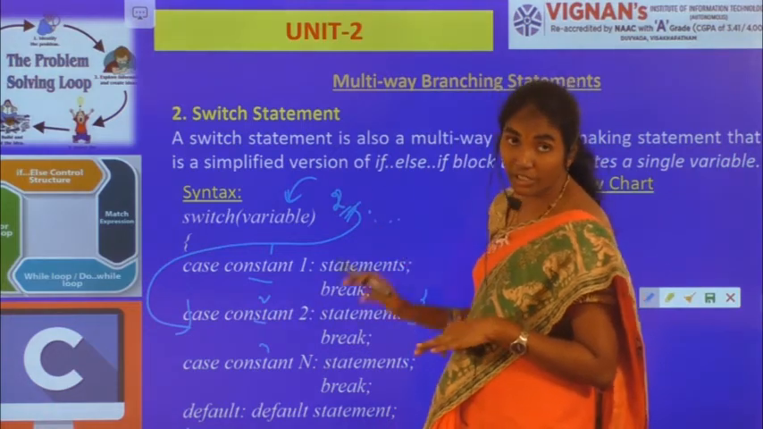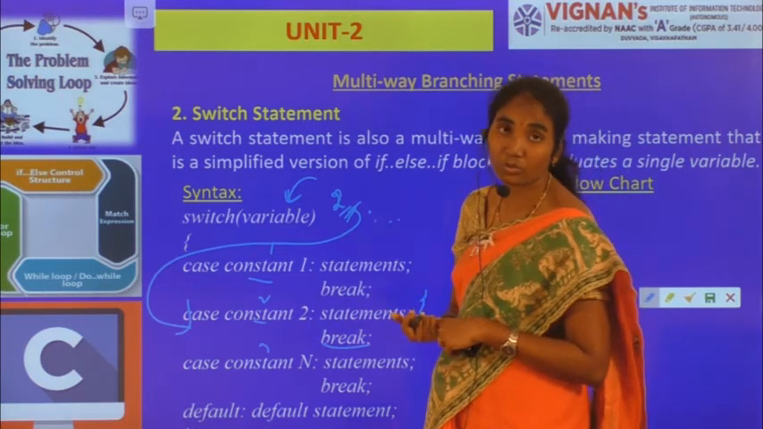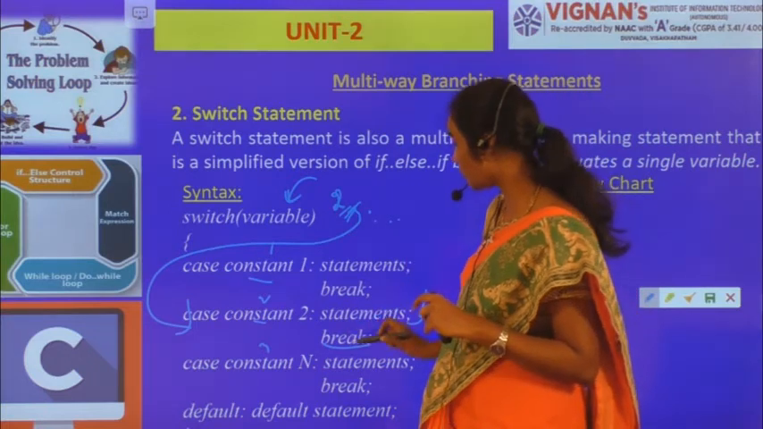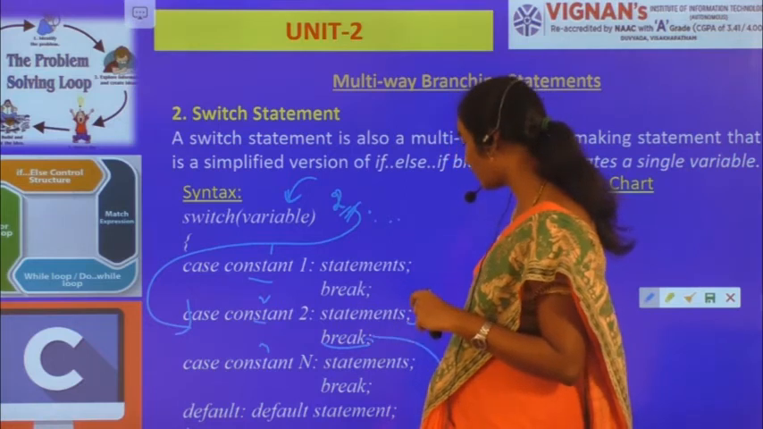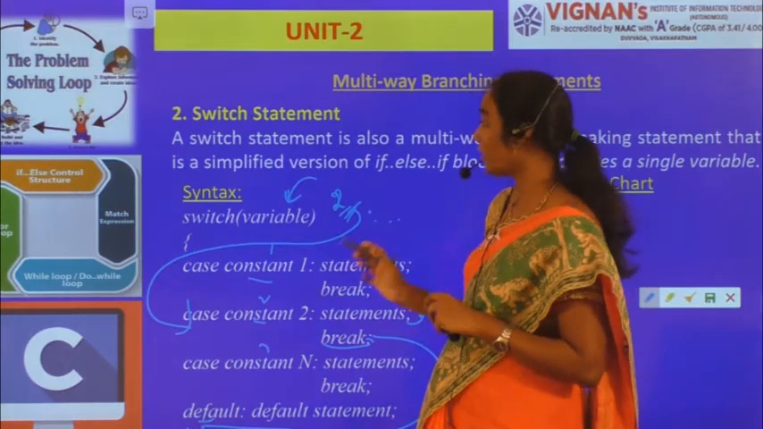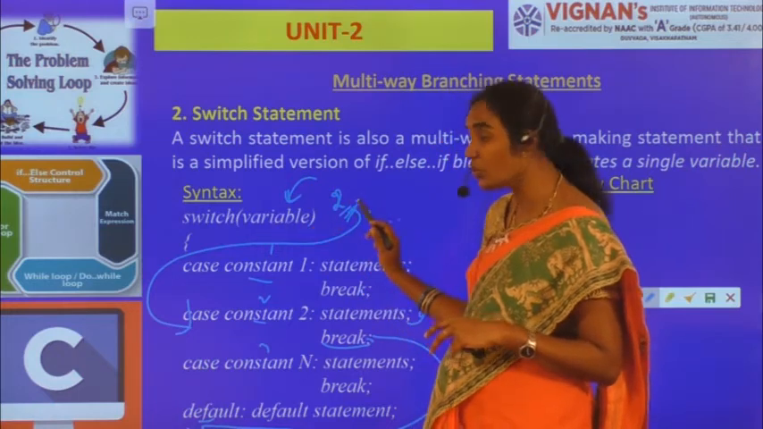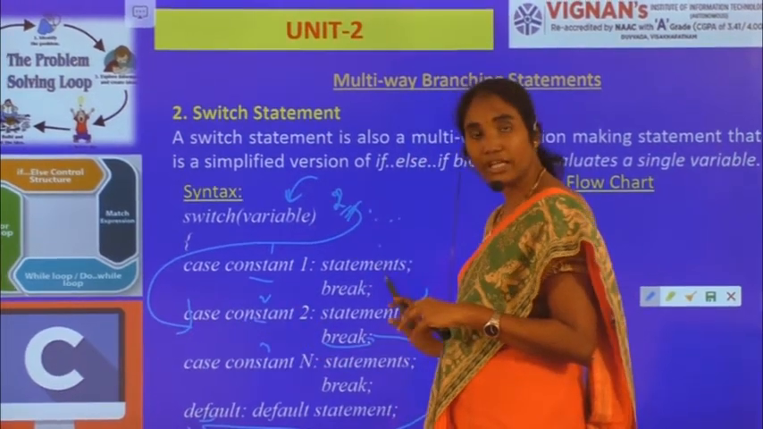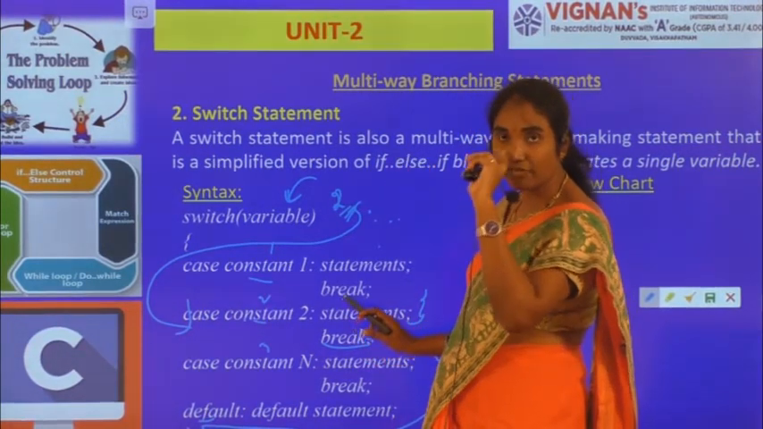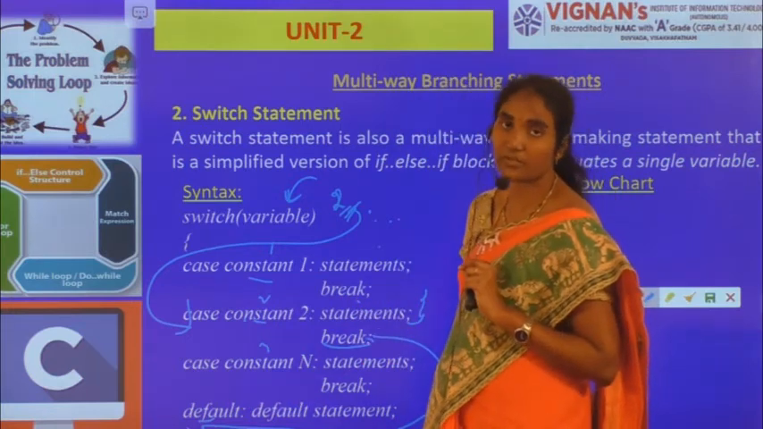Now after the execution of case 2 statements, here I have a statement called break. Break statement is used for coming out of the current loop or current block of statements. So since I have a break statement, the control will come to the end of the switch block, right? So here, as the variable matches, it will go to case 2 and execute the case 2 statements. And since I have a break statement over here, it will come out of this switch case, right? So this is how the switch case will be executed.